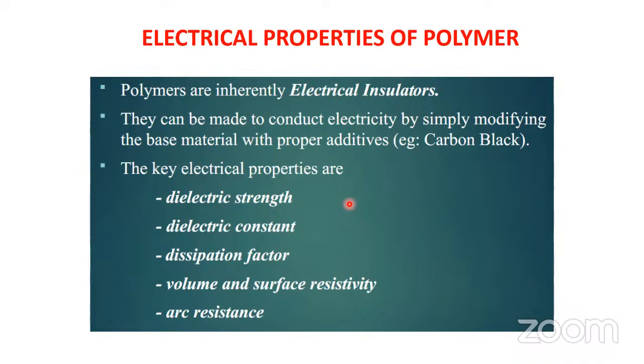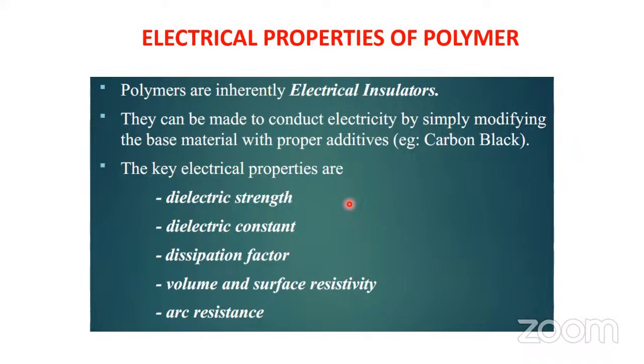They can be made to conduct electricity by simply modifying the base material with proper additives like carbon black, polyacrylonitrile, or graphene oxide. By using this kind of additives you can make your polymer conductive, by simply modifying the base polymeric material.